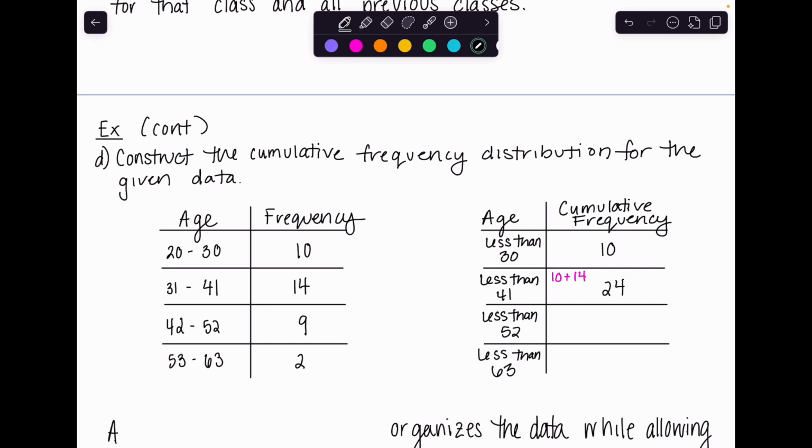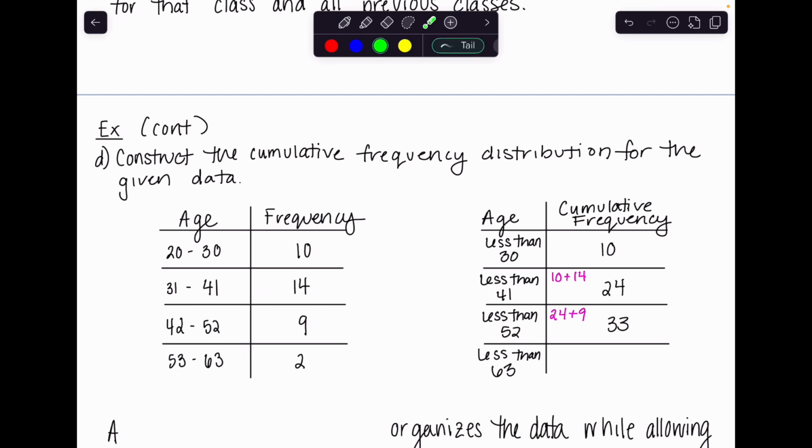Now, if I look at the people that are less than 52, in this case, it's going to be these 9 people plus all of the ones before it. So really, it's the previous class plus these 9 people. So you can do 10 plus 14 plus 9, but really just take the prior class and add the new amount of people. So there are 33 people in total that are less than 52.